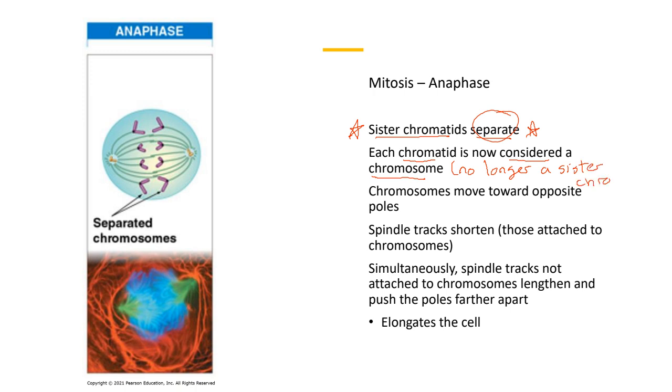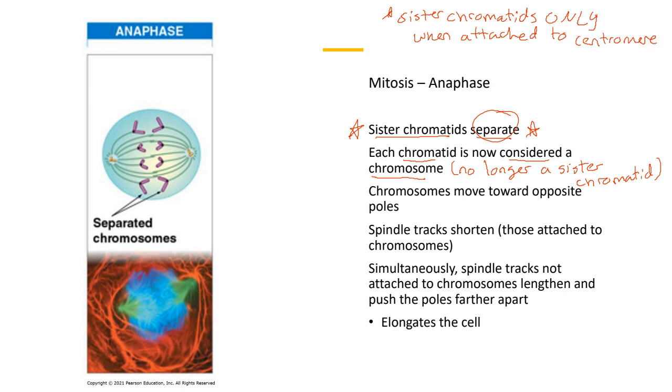Okay, so I'm gonna put a note over here: sister chromatids only when attached to centromere. If they're separated, they're no longer chromatids. Now we have chromosomes. The chromosomes move toward opposite poles, and that's what's happening here.